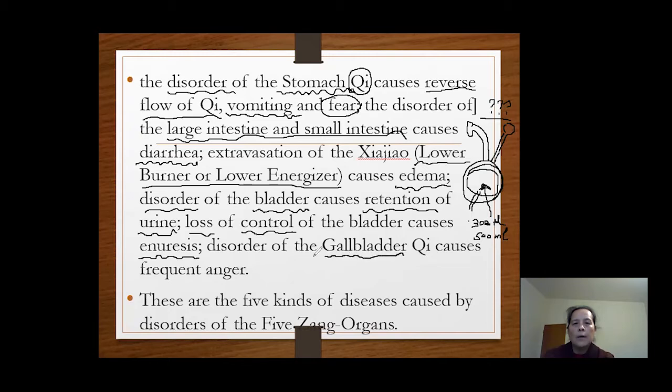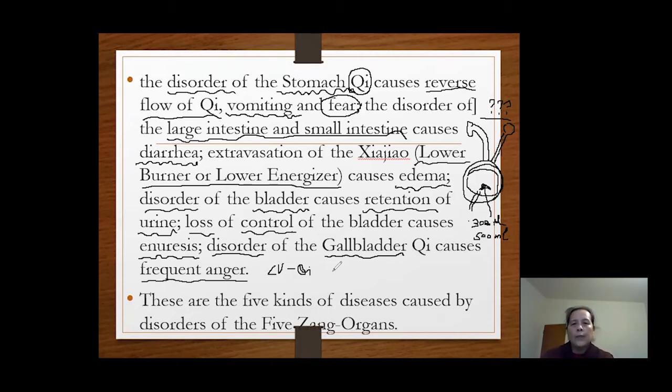Gallbladder disorder causes the patient to be easily angry. We can think about the zang fu relationship between the gallbladder and the liver. The liver has a 疏泄 function, making the qi move smoothly. If the liver's 疏泄 function is lost, qi does not move smoothly, there is qi stagnation, and the person is emotionally more angry.